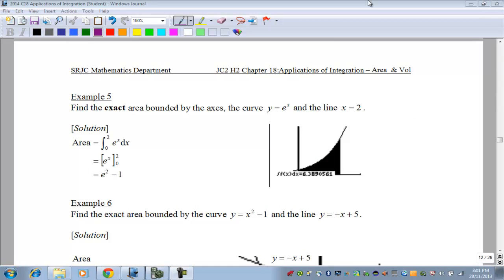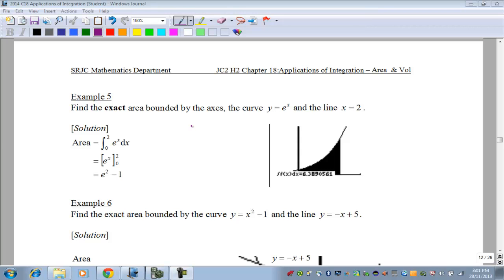Now we move on to page 13 to look at example 5 to further strengthen our understanding of area under a graph. Example 5 says this: find the exact area bounded by the axes, the curve y equals e to the power of x, and the line x equals 2. Before even solving this question, we have to have a diagram to allow us to see how the graph looks like.